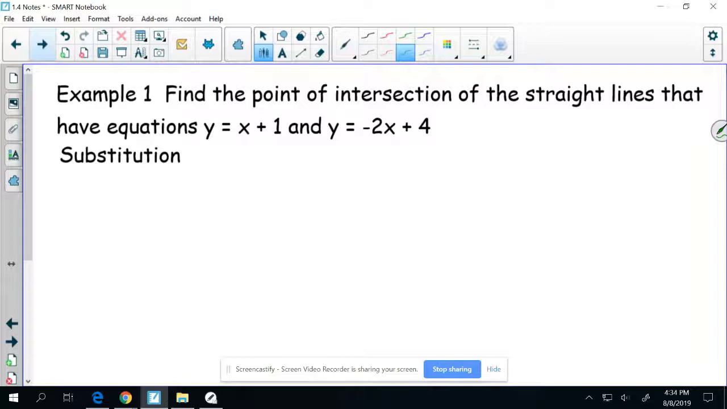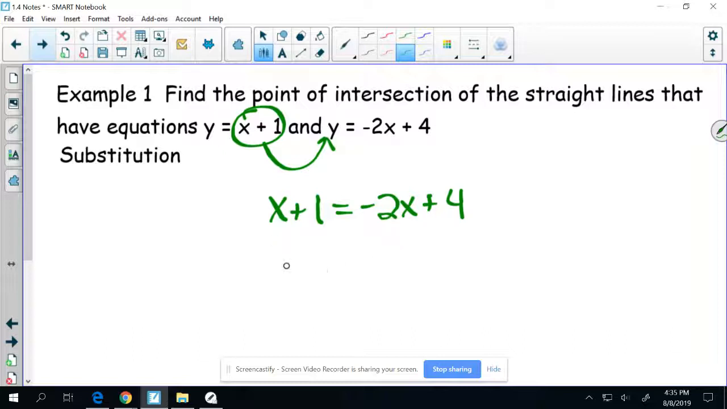But if we do the same thing, but I ask you to do substitution. What does substitution mean? Substitution means you substitute one variable in for the other. And these are really great because they both equal y. So if y equals x plus 1, that means I can substitute it in right here. So I would get x plus 1 equals negative 2x plus 4. And then I'm just going to solve that equation, right?